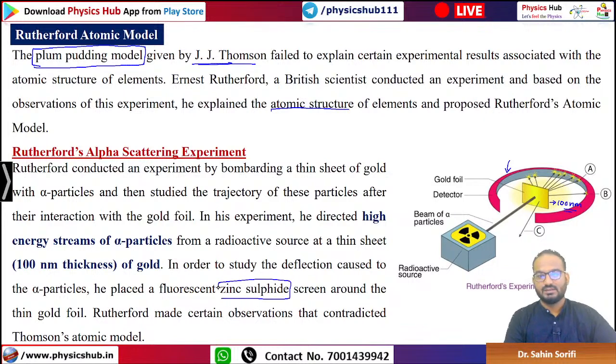Sometimes in an interview you are asked, what is a fluorescent screen? Give some example. So zinc sulfide is an example of a fluorescent screen. Now Rutherford made certain observations that contradicted Thomson's atomic model, which was based on the plum pudding model.